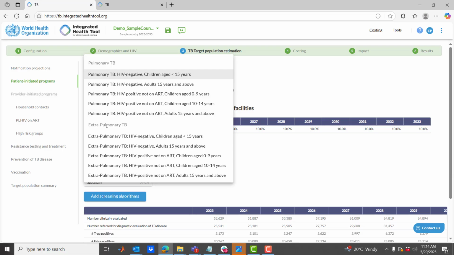Then extrapulmonary TB among HIV-negative children aged 0 to 14 years, HIV-negative adults 15 years and above, HIV-positive not on ART children aged 0 to 9 years, HIV-positive not on ART children aged 10 to 14 years, and HIV-positive not on ART adults 15 years and above.